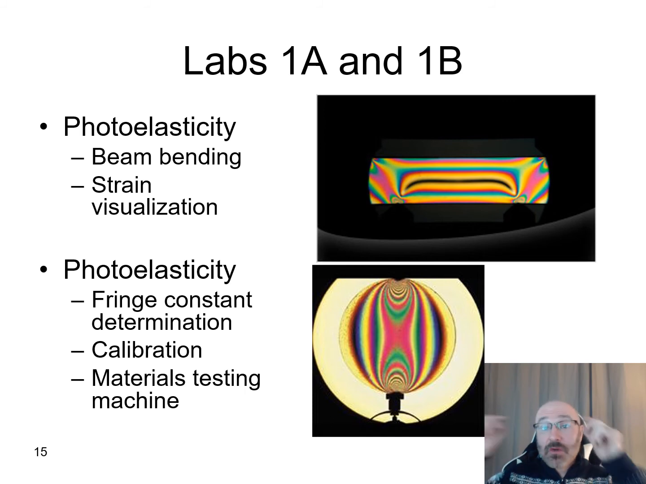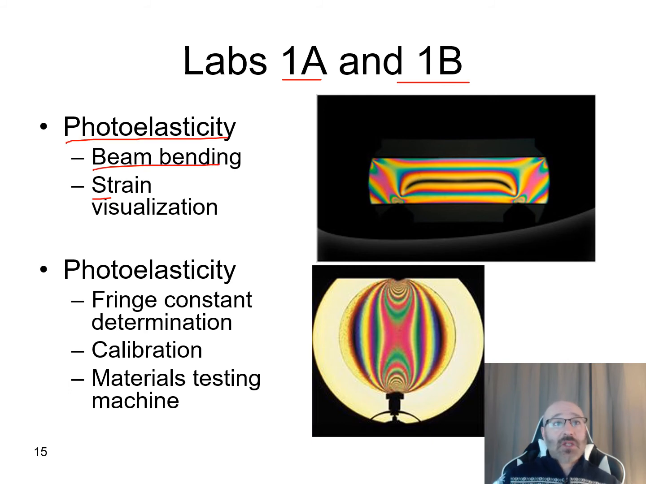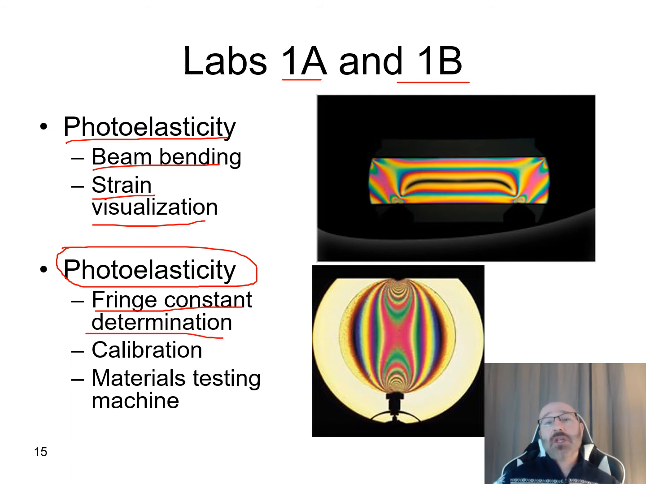So now what we're going to do is get into just a quick overview of each of the 6 laboratories that you're going to be going through. The first laboratory you're going to have is Lab 1A and 1B, and this deals with photoelasticity. What we're going to be looking at specifically is some beam bending and strain visualization. Within photoelasticity, some of the things you're going to be looking at within the lab are the fringe constant determination. There's a lot of documentation within my lecture and with all the supplemental material that I've uploaded to Blackboard for you as well.